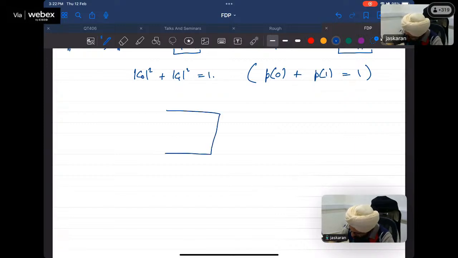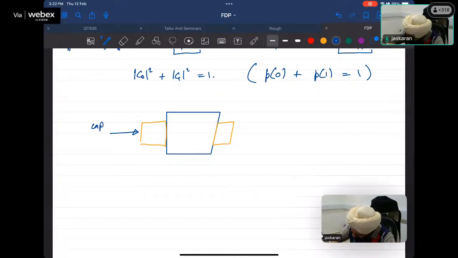So let's say I have a black box. I cannot open this box, and I know that it has some input and some output. So in this black box, I will input my quantum state, some input state, and I should get some output state.